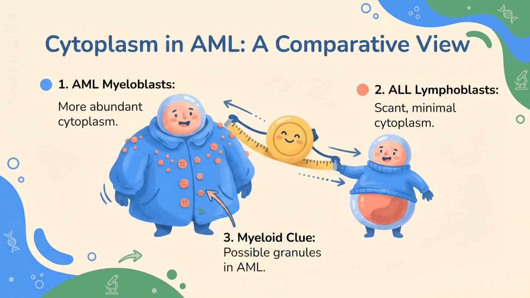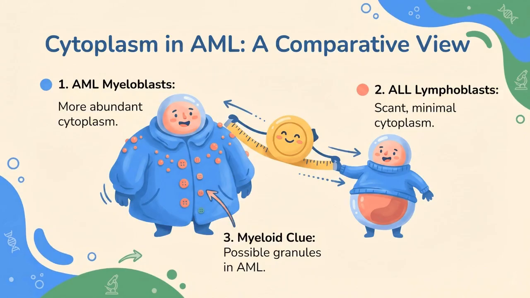Continuing our deep dive into AML morphology, let's consider the cytoplasm, which offers another important differentiating clue when comparing myeloblasts to lymphoblasts. Myeloblasts typically exhibit more cytoplasm than lymphoblasts. While still considered immature, their cytoplasm is generally more abundant and less scant compared to the very narrow rim seen in lymphoblasts. This increased cytoplasmic volume can sometimes give myeloblasts a slightly larger overall appearance.